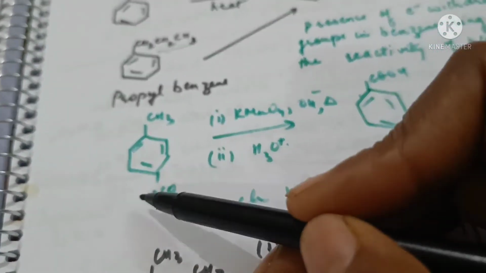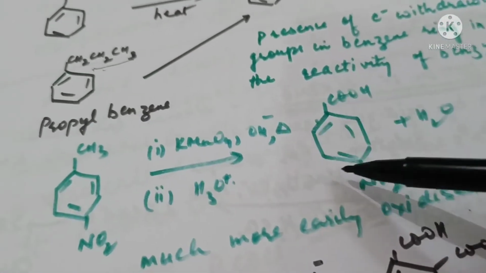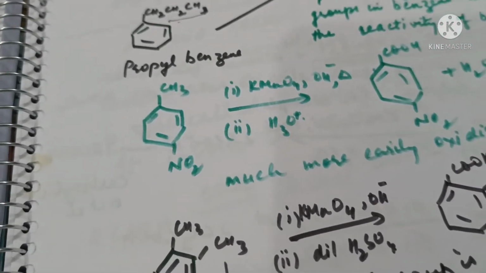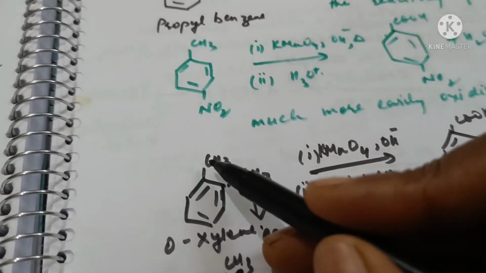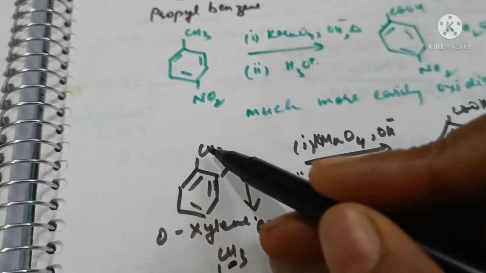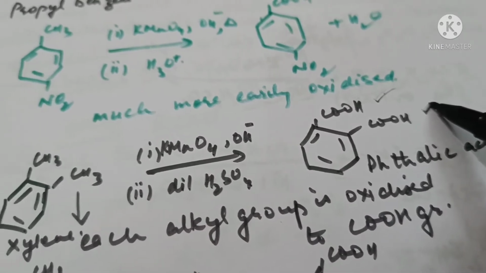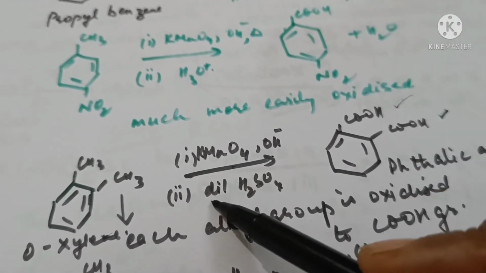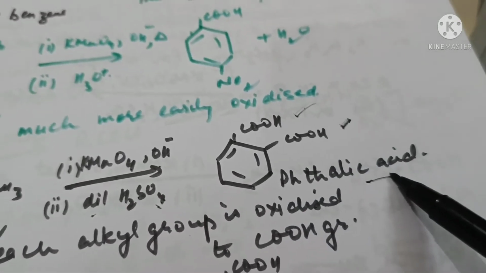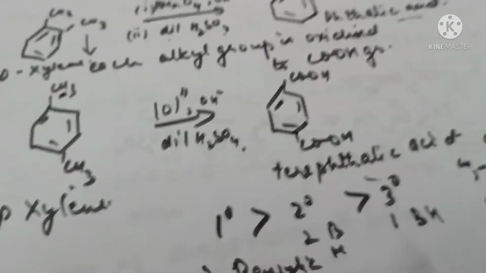The presence of an electron withdrawing group increases the acidity, so such compounds are much more easily oxidized into the respective carboxylic acid compounds. If the number of alkyl chains is more than 1, each of the chains will be oxidized to introduce a carboxylic acid group. For example, orthoxylene on reaction with KMnO4 and then acidification will form phthalic acid, and paraxylene will form terephthalic acid.